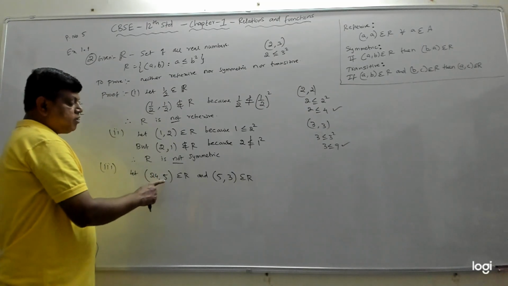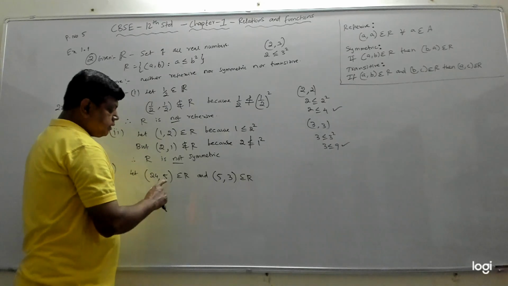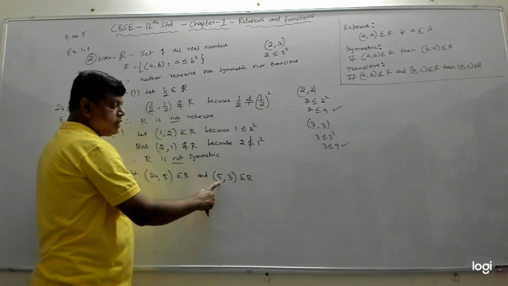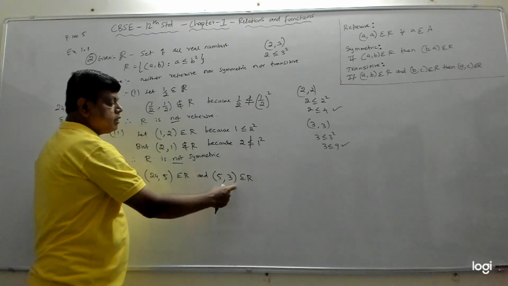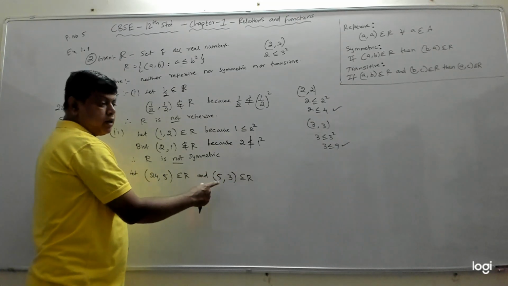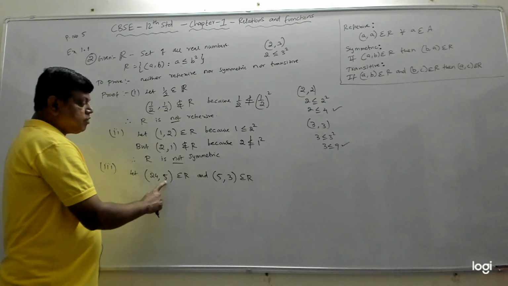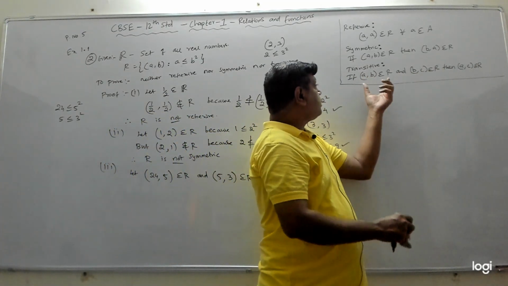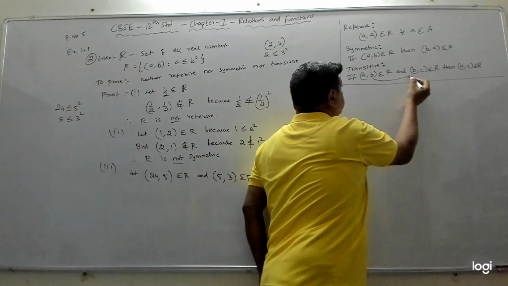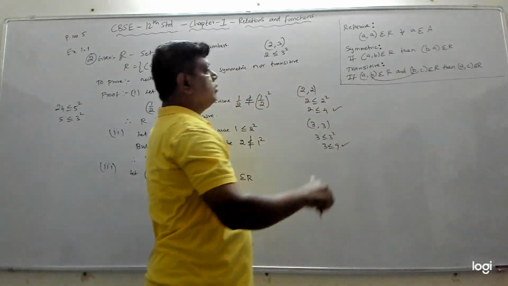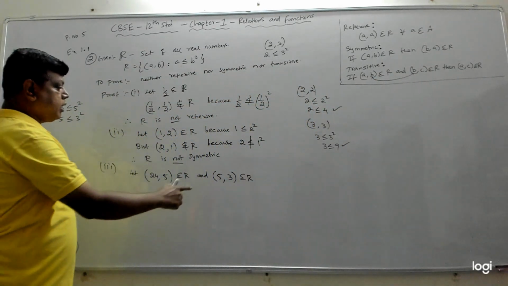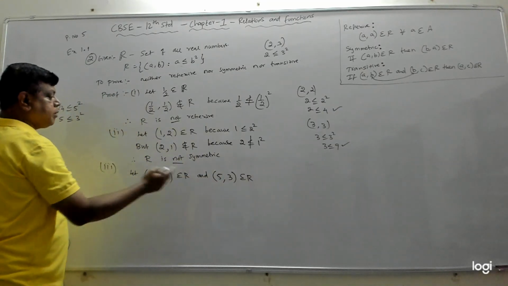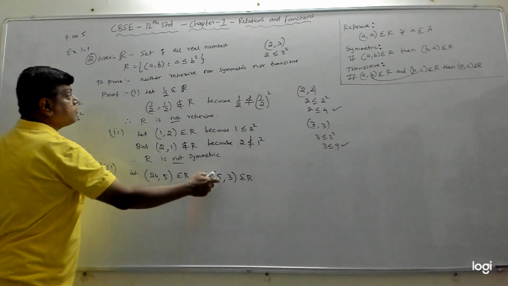So 24 comma 5 belongs to R, and I have to take the same number. If it is 5, I should start with 5 here because it is A comma B, B comma C. I cannot take any other number here. This must be 5 because the next pair starts where the previous one ends. So these two should match. B comma C belongs to R because 5 is less than or equal to 3 square. This satisfies the condition.